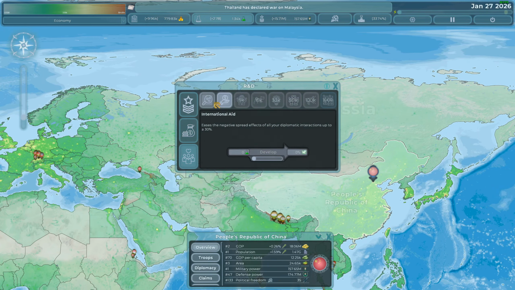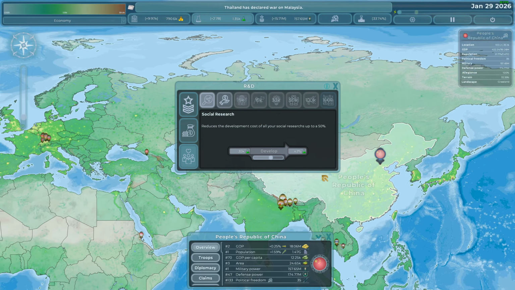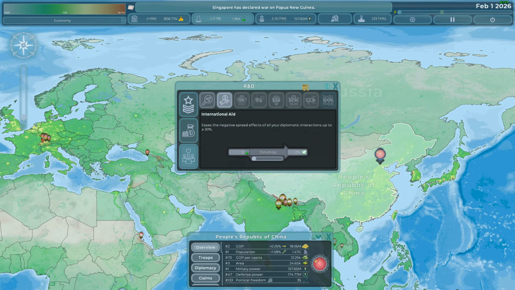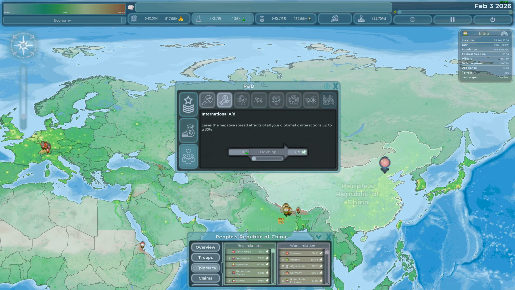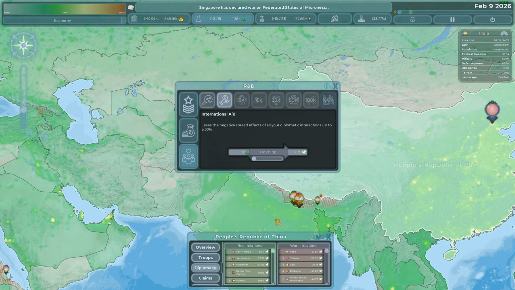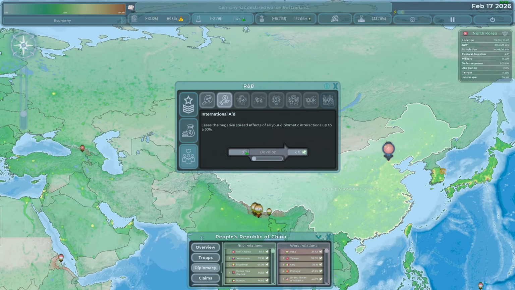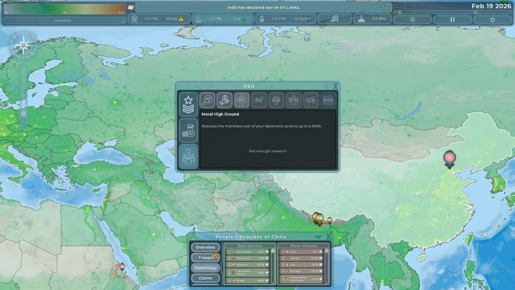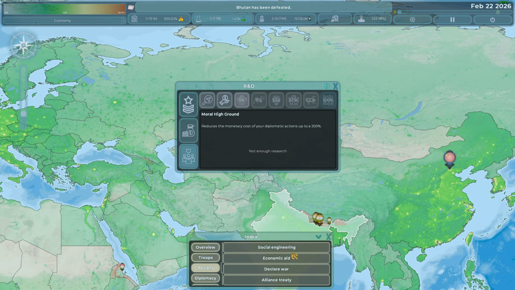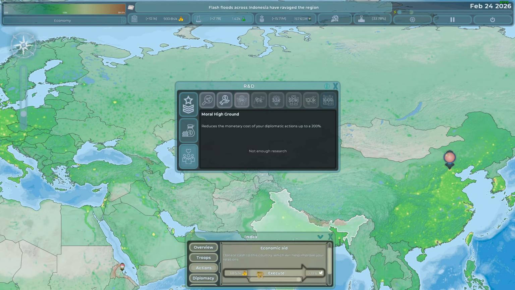Social spending. A lot of people don't go down this tree first, and I'm just like, why? International aid keeps you from going into too many wars too early. Because you see India attacking, and my relations are reducing, it would lower that by 30%. Especially if I attack. Moral high ground makes all diplomatic actions, such as economic aid, up to 200% cheaper. So I think it divides it by 3? I'm not sure on that one, but all it does is make it cheaper.